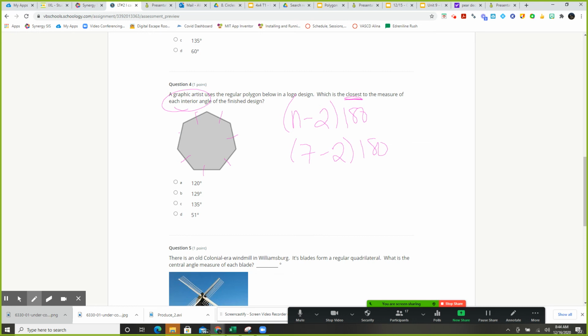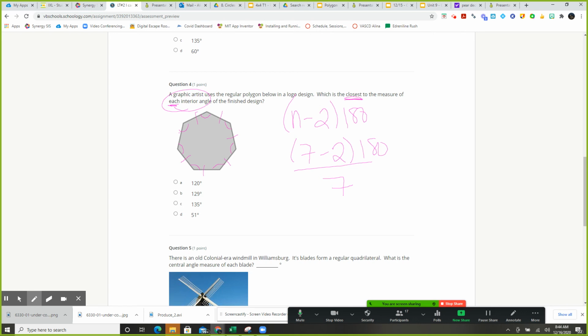Are we looking for the total amount or just 7 minus 2? That's a good question. So this one says each. So when you do this formula, you find all of them. What do I have to divide it by in order to find each? Divide it by 7. You do divide it by 7, absolutely. That's what I was trying to say earlier, and it just got fumbled coming out of my mouth.